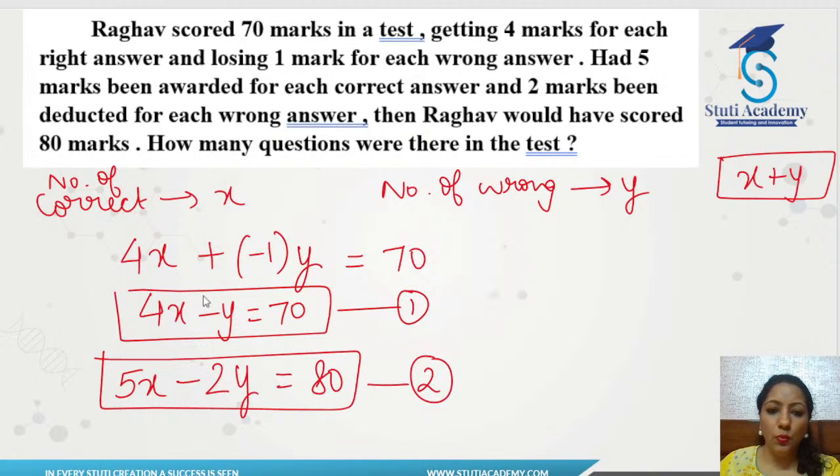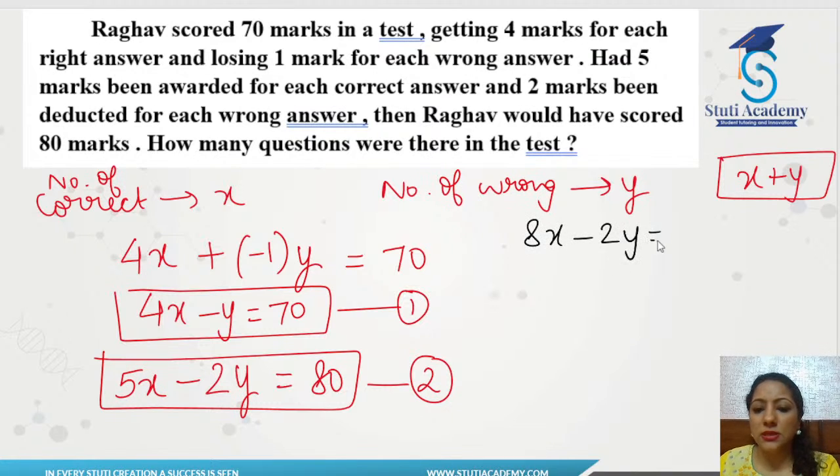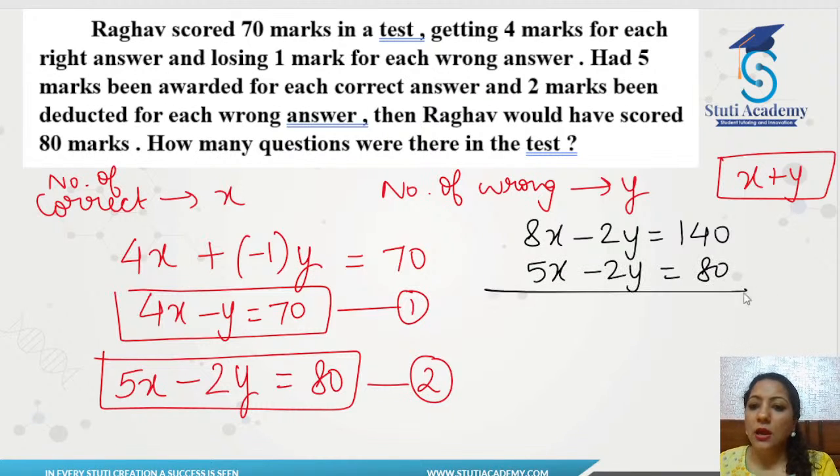So what we'll do, we'll take the first equation and multiply it by 2, so that we get 2y here. So we'll get 8x minus 2y is equal to how much? 140. 8x minus 2y equal to 140. And this second equation I'm writing as it is. There's no change here. Now we are going to subtract these two equations because we want the signs to be reversed. That's why we are subtracting.